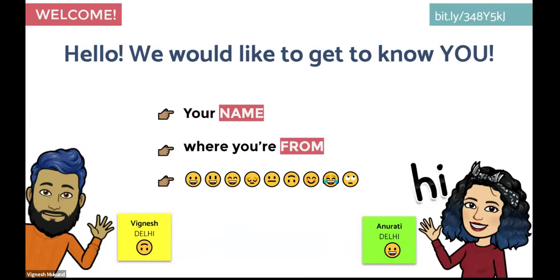Vignesh would be posting a link to a collaborative Jamboard, which is a tool where you can all stick post-its and see everyone else's post-its. And you're free to use a particular emoji that most associates with your current mood right now. So Vignesh, can we have the link on the chat? Yeah, it's there.